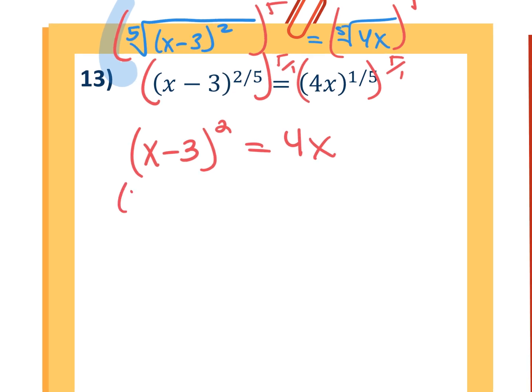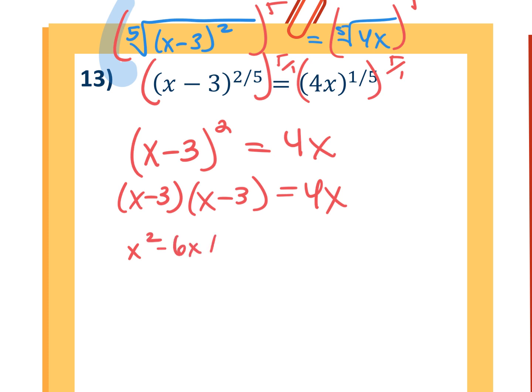Now, can we all solve this? Absolutely. What does this become? This is x minus 3 times x minus 3 equals 4x. Good. Now we FOIL. X squared minus 6x plus 9 equals 4x. You guys agree? Okay. Last step.